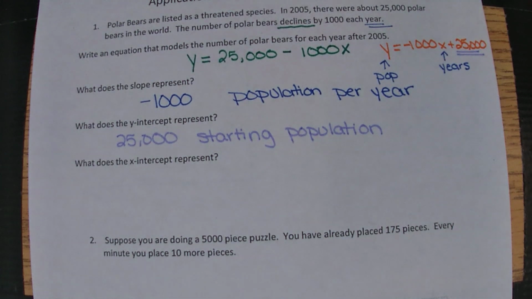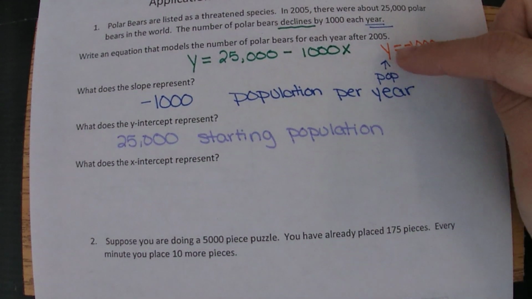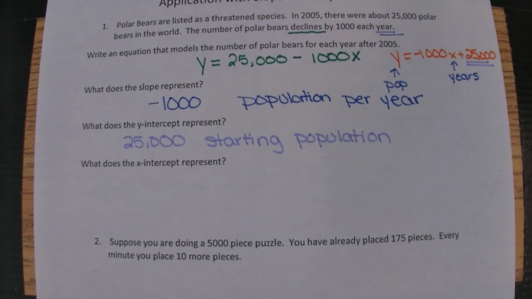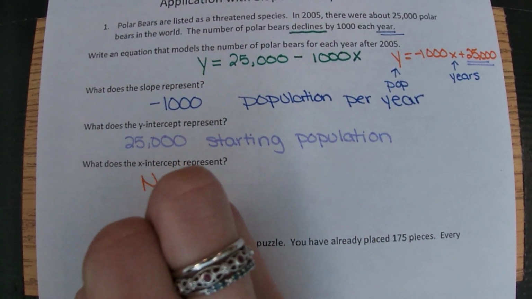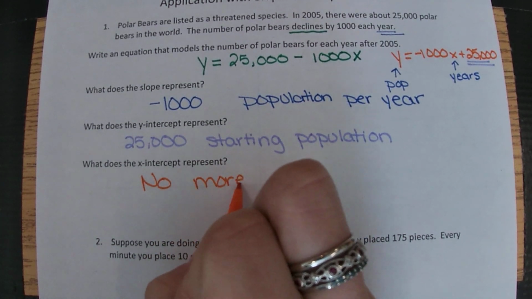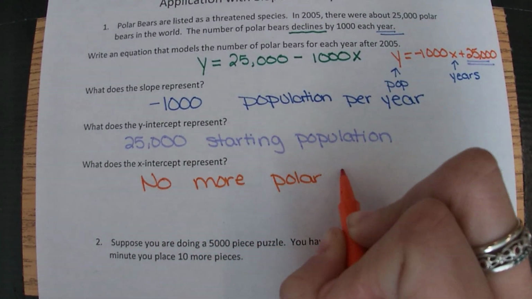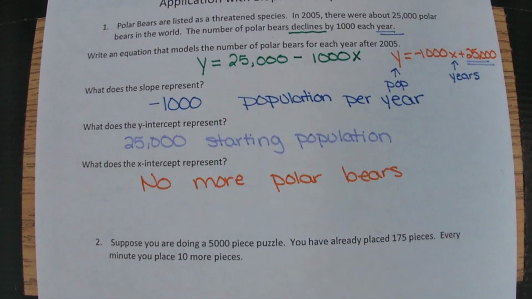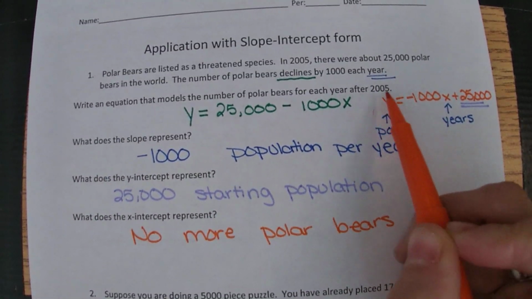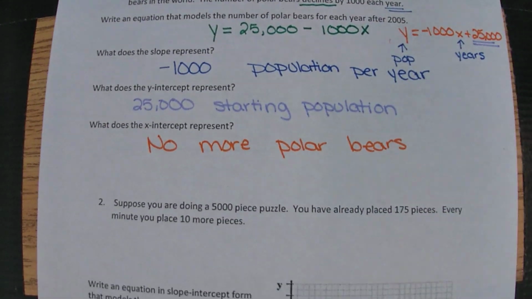Okay, and then our last one, what does the x-intercept represent? Right, we said our x-intercept is always an x number, comma, a y value of 0. So our y is our population. So when our population is going to be 0, it's sort of our ending value. Okay, so our x-intercept is going to be when there's no more polar bears. Now, this one doesn't ask us to calculate it or graph it, so we don't know what that is, but we could figure out what that value is. Remember, we said by plugging in 0 for y and then solving it to get an answer.